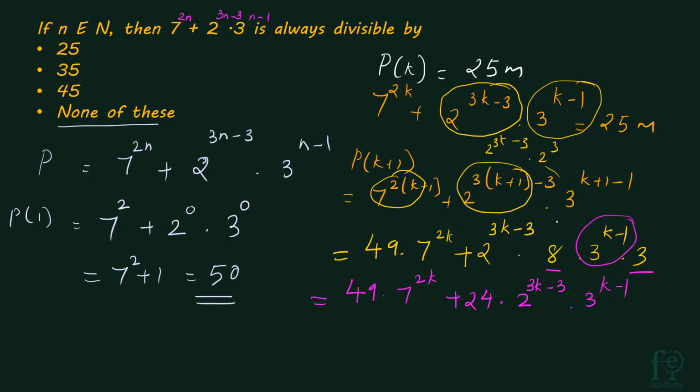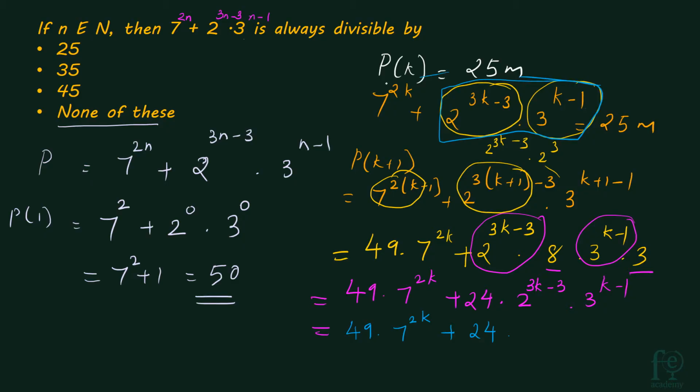Okay, these two terms we are writing. These two terms, 8 into 3 is equal to 24. You have to do with me, then only you will be getting all these steps, otherwise there will be confusion. So you please do with me also. So it will be 49 into 7 raised to 2k plus 24 into, so what is 2 raised to k minus 3 into 3 raised to k minus 1?